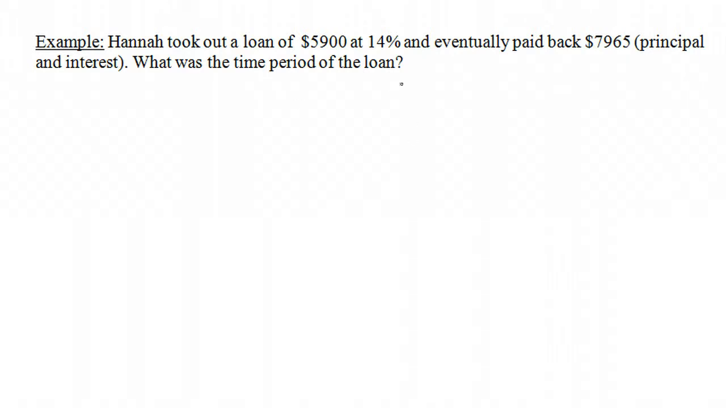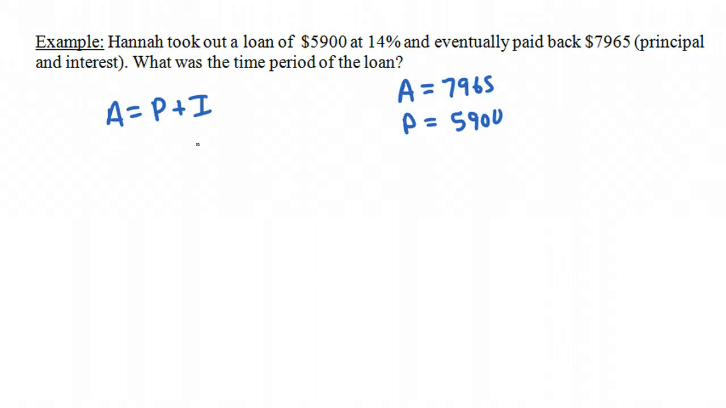Now let's write a few things here. The A, the amount in the future, that's $7,965. The P is the principal, that's the initial amount. And by the way, once we know these two things, we can figure out the total interest. Isn't A equal to P plus I? We can find the total interest. I think the interest is going to be a little more than $2,000, $2,065. But also we have R and T.